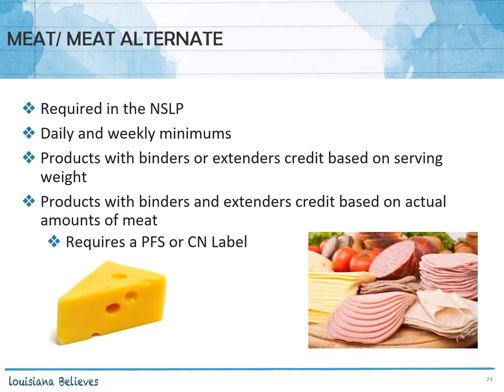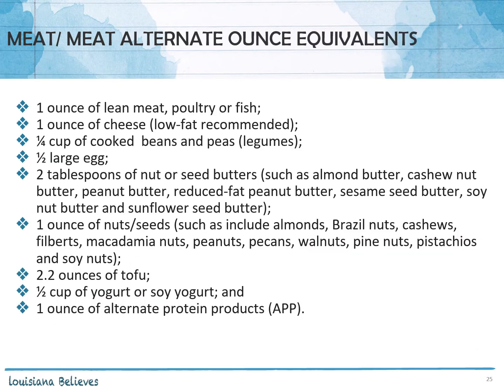This product would credit based on the actual percentage of meat in the product formula. To determine this information, schools must obtain a product formulation statement or a child nutrition label. To credit based on actual serving weight, luncheon meats, cold cuts, and hot dogs must be all meat without binders or extenders or added ingredients such as water or meat broth.